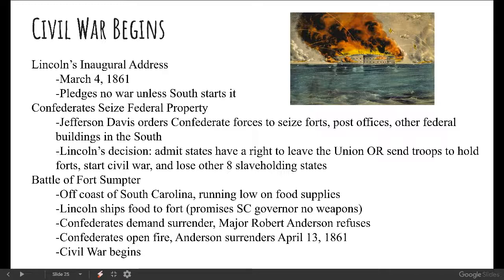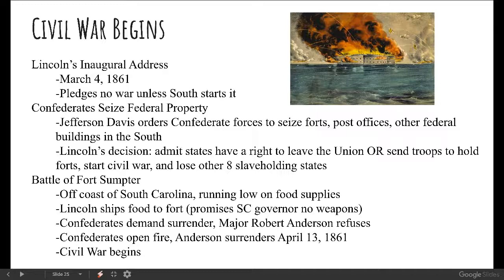So Lincoln gives his inaugural address on March 4th, 1861, after all these states have seceded from the Union. And he pledges that there's not going to be any war unless the South is the one to start it. He's very adamant about that. So the Confederates decide that they're going to seize federal property. Jefferson Davis orders Confederate forces to seize federal forts, post offices, and other federal buildings all throughout the South.